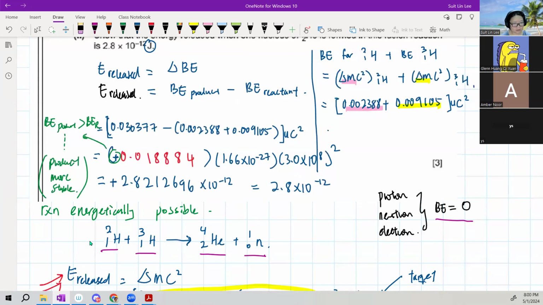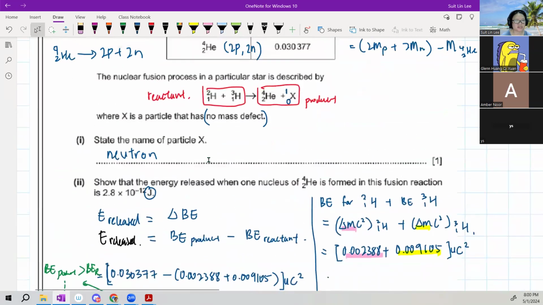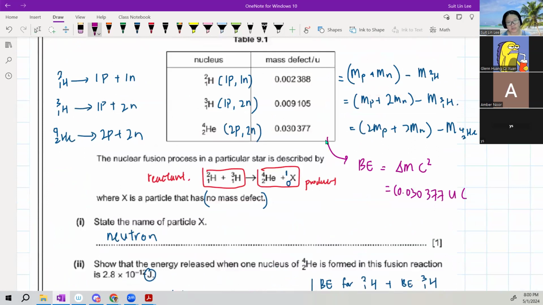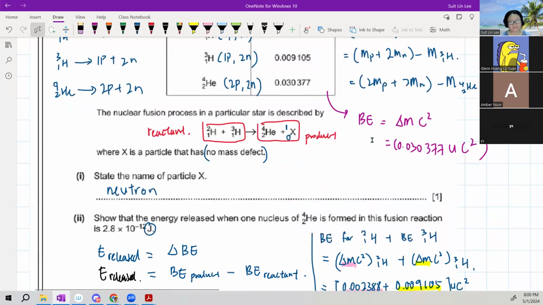So the product is this. Okay. And this 0.03037 is the mass defect of helium. But this is not the binding energy. To find the binding energy, I will take the mass defect times c squared. So it's 0.03037 u c squared.